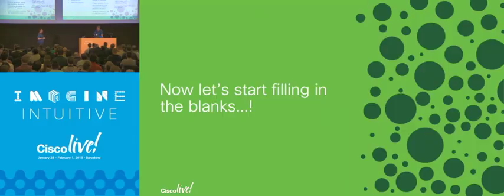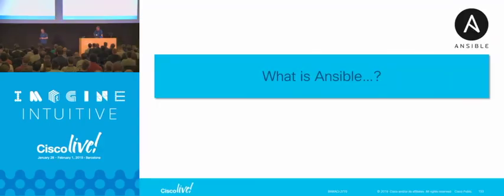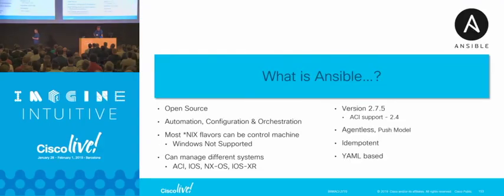So if we start filling in the blanks. Ansible itself is pretty easy to use. It's agentless, it's open source, it runs on your Mac, it runs on a Linux server. You can configure loads of different things. We're going to configure ACI. There's modules for IOS, NX-OS, IOS XR, for anything that you would possibly want to configure, be it network or server. There's probably a module already out there.